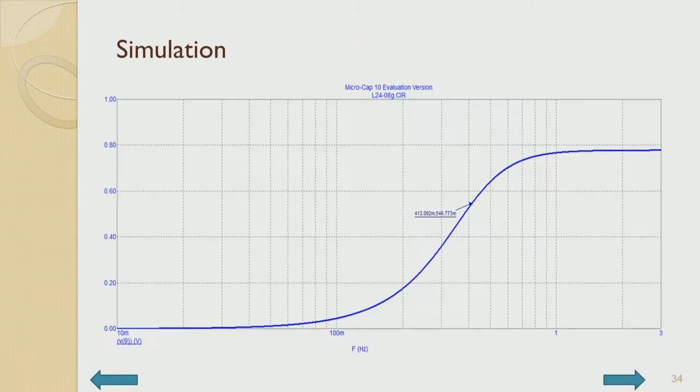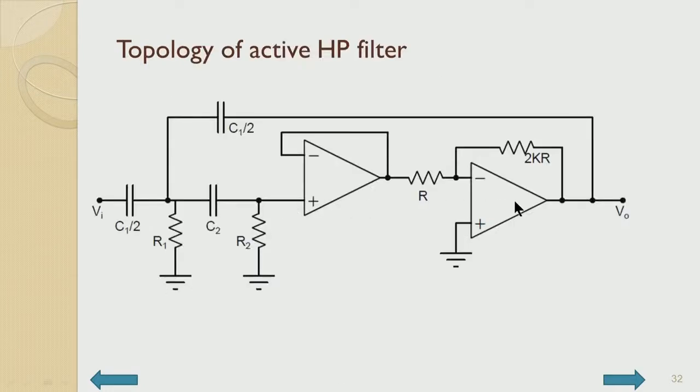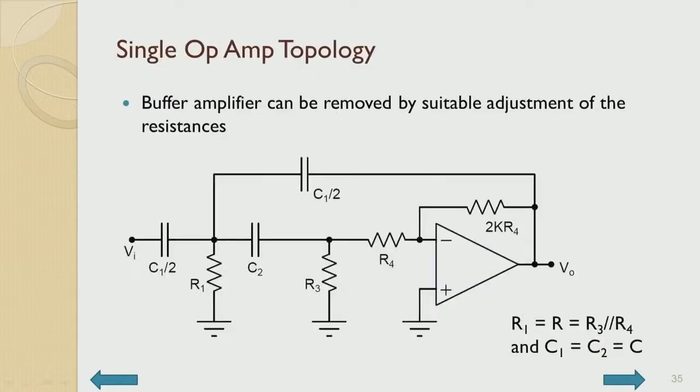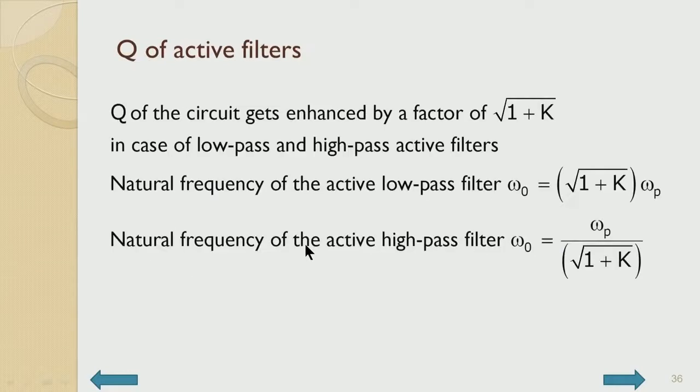Now, you can convert this topology from two op amps to a single op amp. Just connect this to this. The only thing is that the R2 that was used earlier is going to be a parallel combination of this with this. That means we can call it R3 parallel R4, made equal to R, equal to R1, C1 equal to C2 equal to C. Then all the design equations and the Qs and these natural frequencies remain the same as before, except that we are saving one op amp in the whole thing.